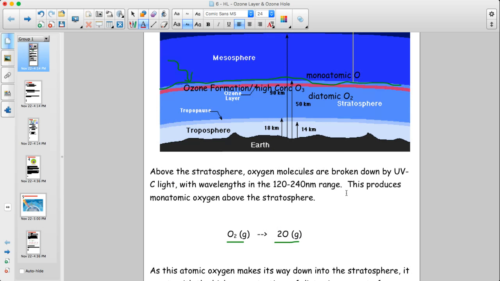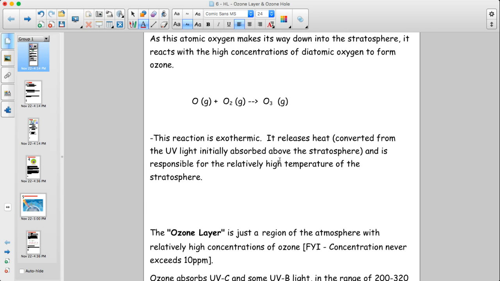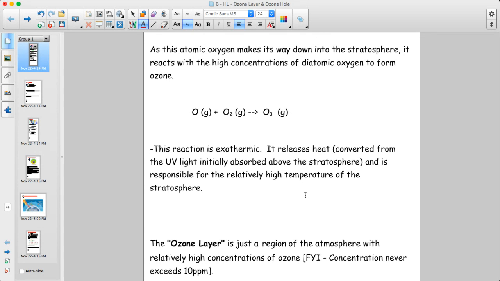UV light plays a really instrumental role in that, because the really powerful high energy UV light is breaking apart the oxygen up here, and that's allowing us to have the monatomic oxygen, which then combines with the O2 to make the ozone.